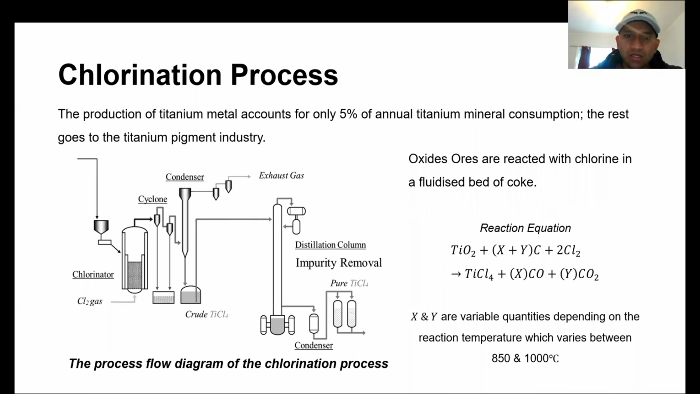Of annual titanium consumption, only 5% goes to titanium metal production and the rest to the titanium pigment industry. Through the chlorination process, we convert titanium dioxide into titanium tetrachloride, which is required for the production of titanium metal. Initially, the oxide ores are reacted with chlorine in a fluidized bed of petroleum coke. Oxygen mixes with carbon in the coke to produce carbon monoxide and carbon dioxide, while titanium and chlorine react to form gaseous titanium tetrachloride. The X and Y in the given equation are variable quantities, which depend on the reaction temperature between 850 to 1000 degrees Celsius.